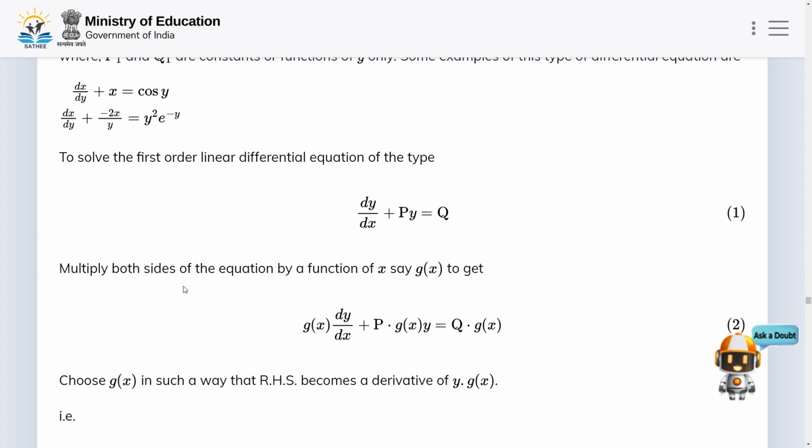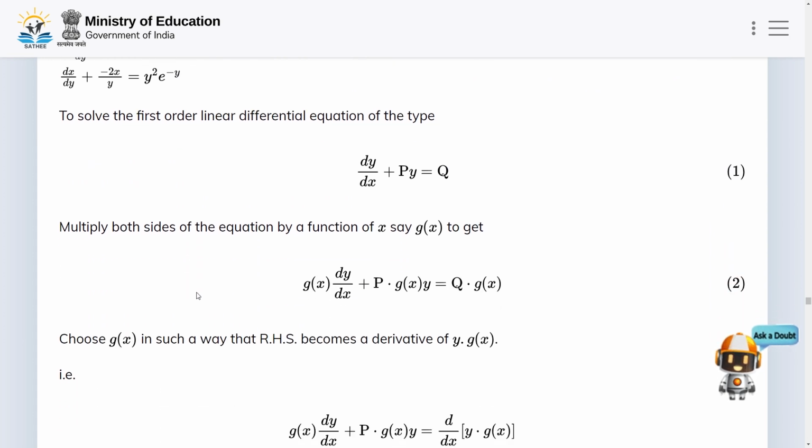Now, in order to solve a first order linear differential equation of the type dy/dx plus py is equal to q, what you have to do is multiply both sides by some function of x, which is g(x). So g(x) multiplied with dy/dx plus p multiplied by g(x) y is equal to q multiplied by g(x).